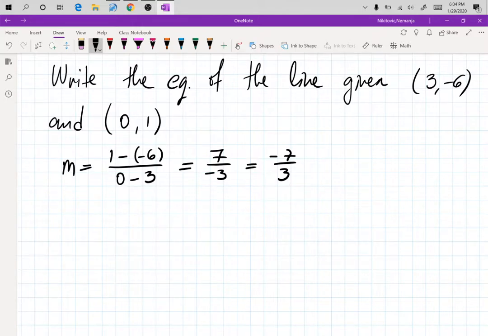Do we all have the same slope of negative 7/3? Yeah. All right, keep going. Plug in the rest.